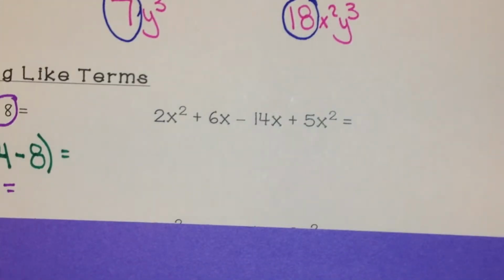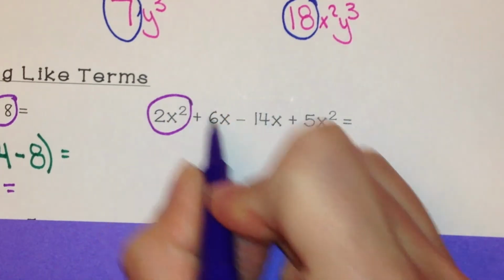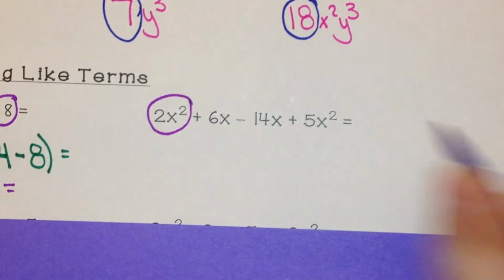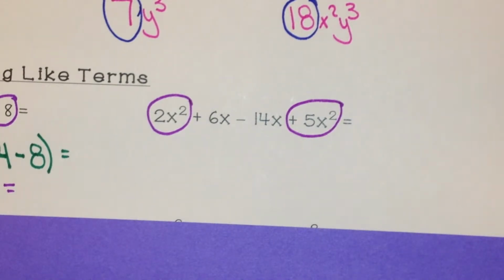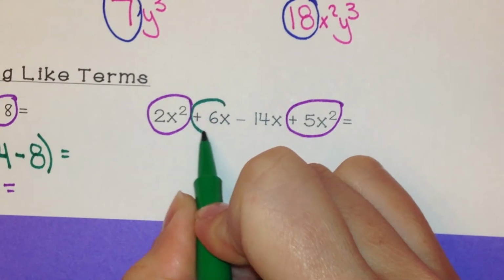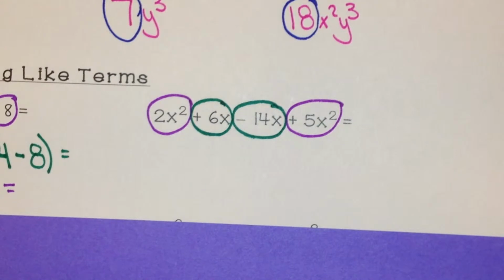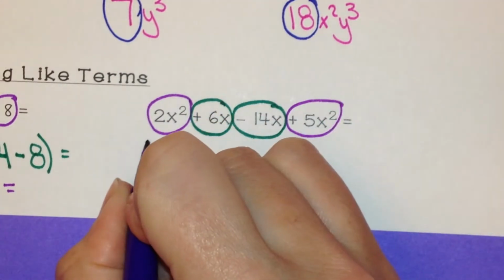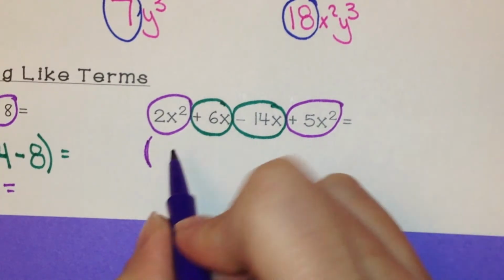We have 2x squared plus 6x minus 14x plus 5x squared. So we have x squared terms, 2x squared. This one does not have a squared, but then we have plus 5x squared. And over here, we have a plus or positive 6x and a minus 14x. So I'm just going to rewrite those below, put them together in parentheses. Remember, my parentheses are just kind of separating two things. Right now they don't mean much. It's just so I can group those like terms.